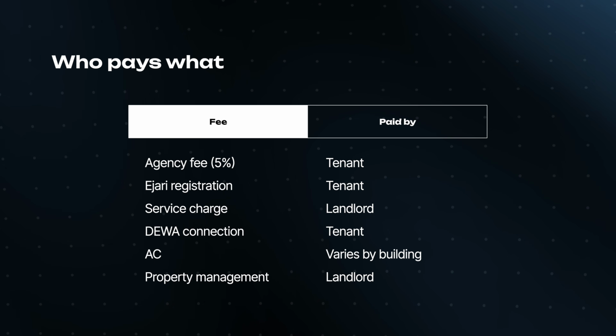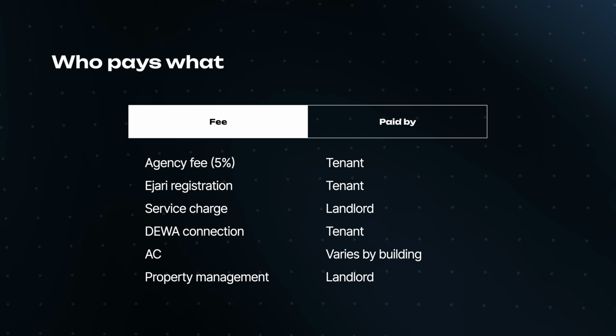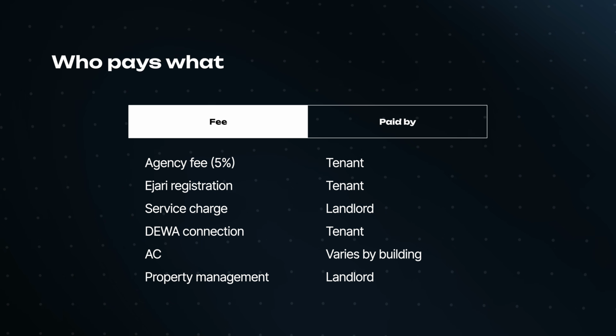Now let's just look at some of the fees that go with renting a property. So the agency fee with regards to renting a property is 5%, which is paid by the tenant who is moving in. You then also have the Ajari registration. So this is also paid by the tenant. However, of course, you have the service charge of the property. Now, the service charge is always paid by the landlord. And of course, this differs from property to property, but the landlord will be very aware what his service charge is because he pays it from the day that he owns the property.